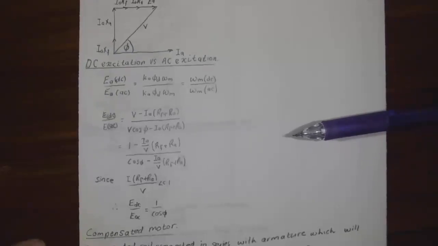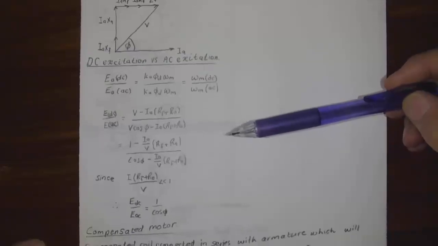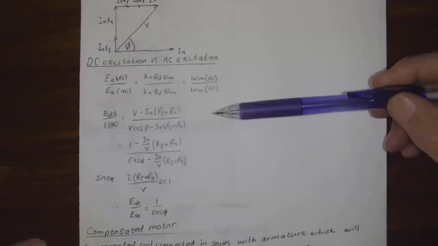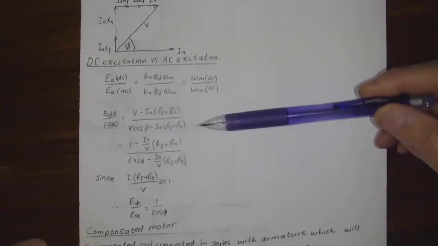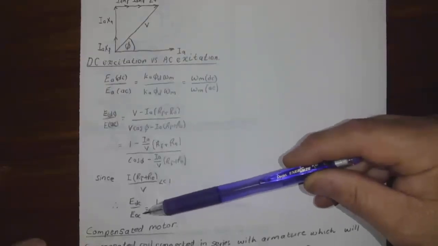Then if we look at DC excitation versus AC, EA DC over EA AC works out to be omega M of the DC one divided by omega M of the AC part. And then there's a little bit of a derivation, and we get that E DC over E AC is 1 over cos phi.